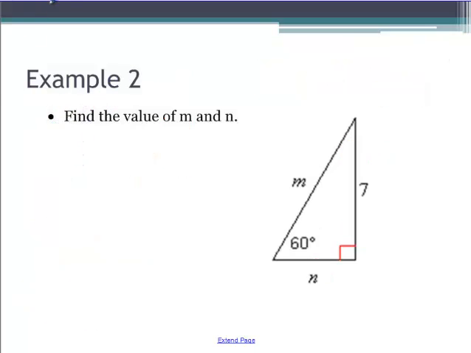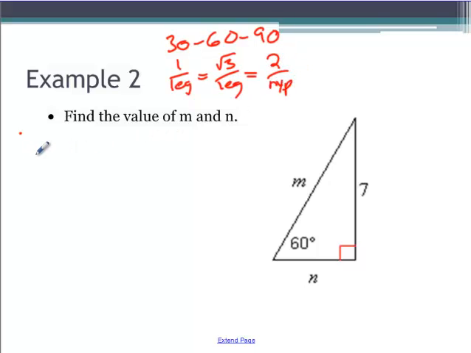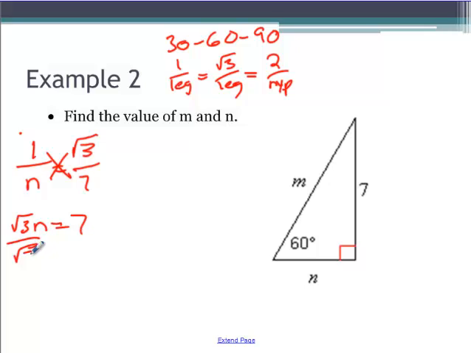Now in example 2, same setup. Let's write it up here, 30, 60, 90. We have 1 over leg, square root of 3 over leg, and 2 over the hypotenuse. So this is across from the 60-degree angle, so I'm going to find my 30-degree side first. So I'm going to find n. 1 over n equals square root of 3 over 7. Cross multiply. Square root of 3 times n equals 7. I'm going to divide by square root of 3.